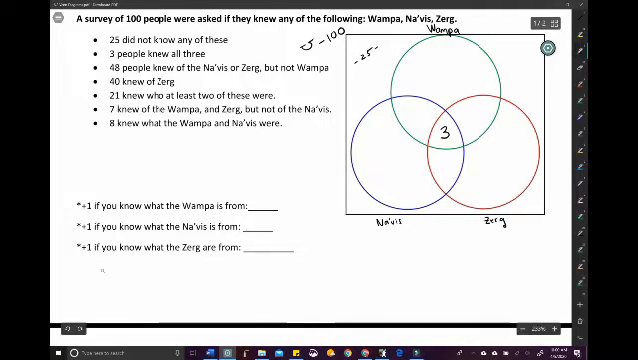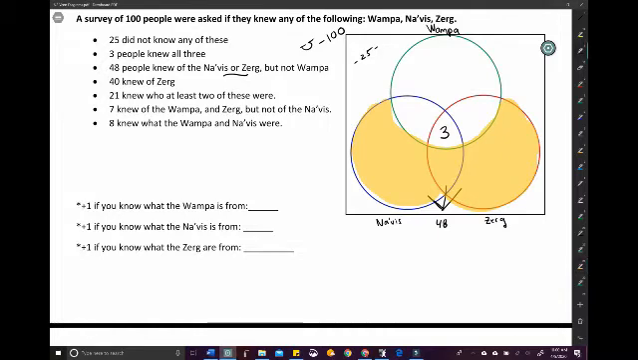If you have that middle number, that's often very nice. 48 people knew of the Navis or the Zerg, but not the Wampa. So 48 knew of Navis or Zerg, not the Wampa. So just think. That means these 3 pieces, since it's or, must be 48. So don't fill out anything too specific. That just means that these 3 things must add up to 48 in the end. So we'll take care of that later.